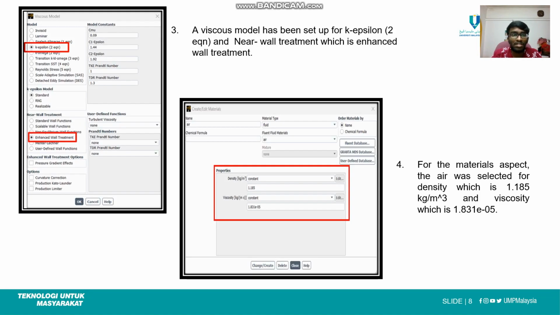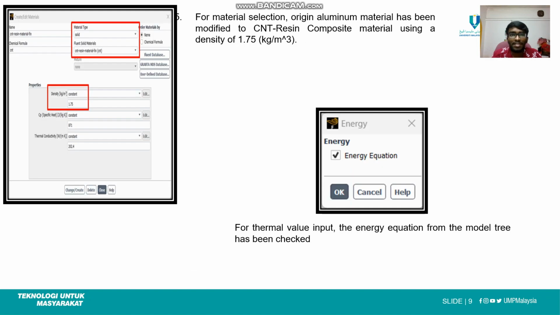Now let us look at the viscous model setup. For this analysis, we set up the k-epsilon, which is a 2-equation model, and for the near wall treatment, we set up the enhanced wall treatment. For the material, air is selected with a density of 1.185 and a viscosity of 1.831 with a power of -0.5.